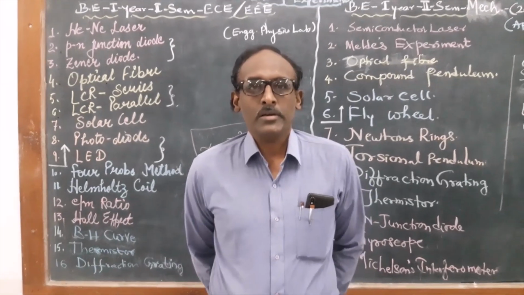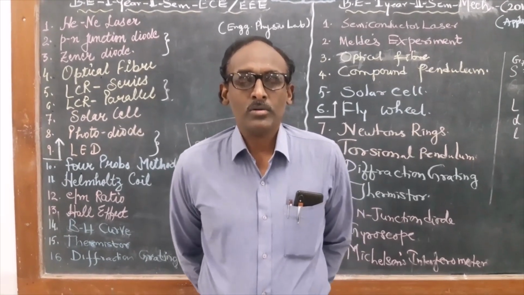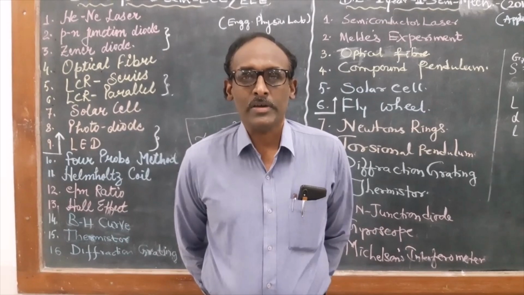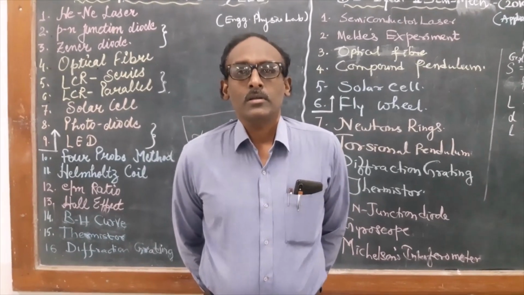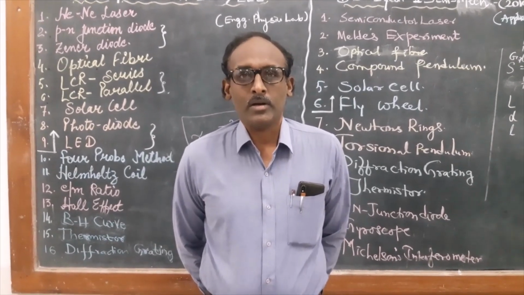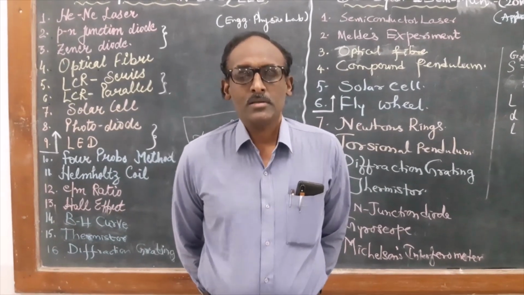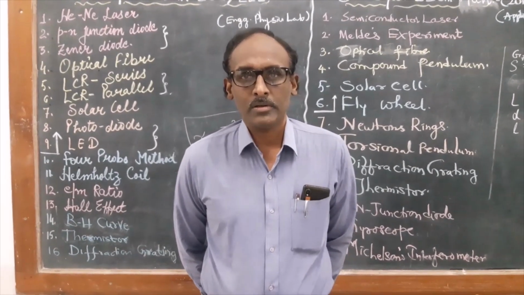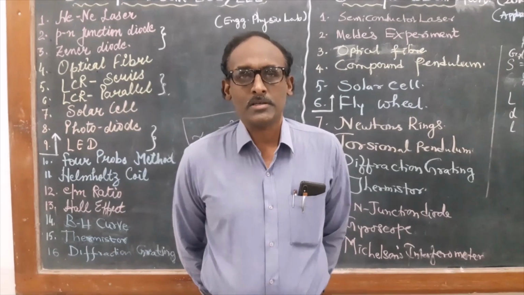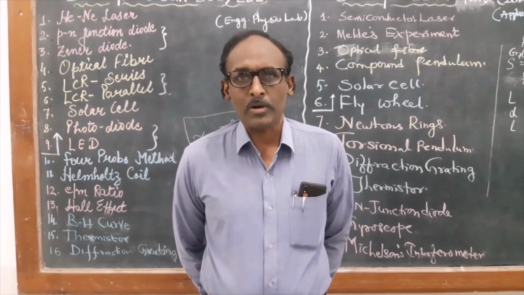Hi students, today I will demonstrate how to do the experiment Zener IV characteristics. The major difference between a Zener diode and a PN junction diode is the doping concentration. Zener diode is a heavily doped diode, whereas an ordinary PN junction diode is normally doped.